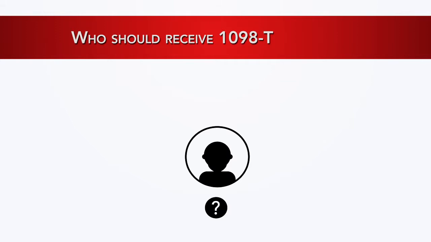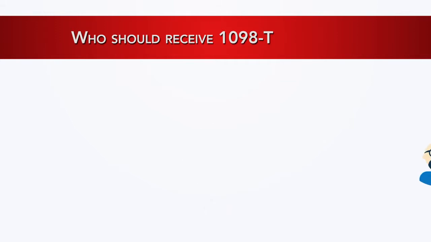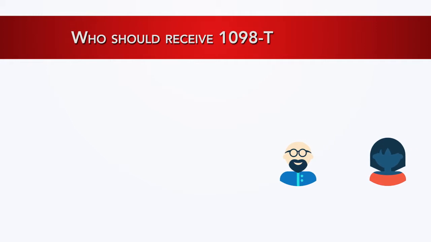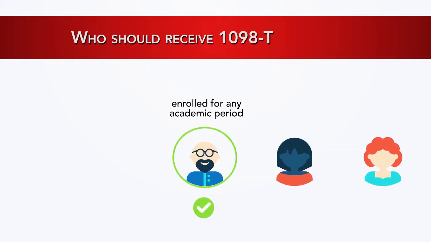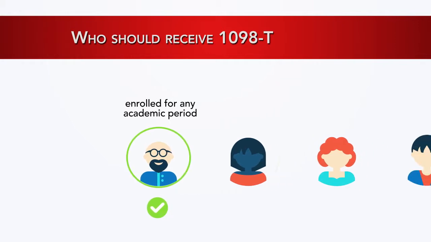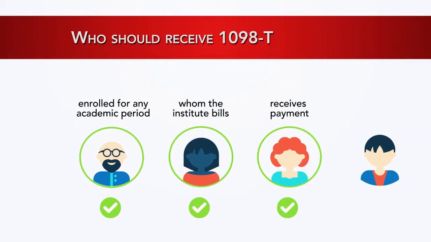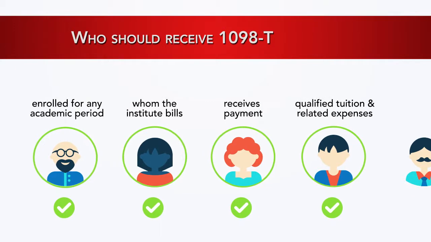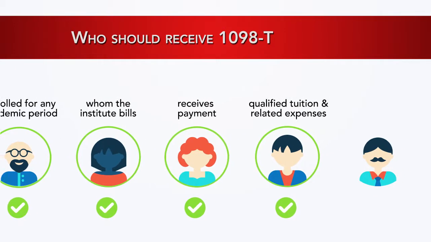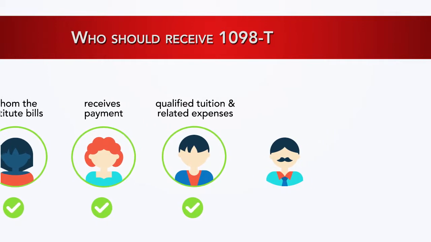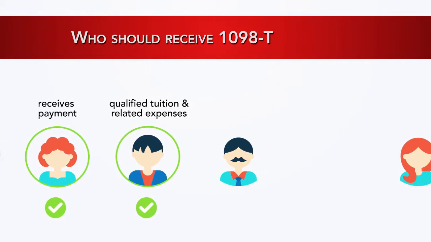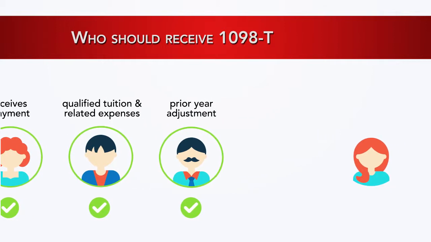Now that you know what information is needed on Form 1098-T, let's talk about who should receive a Form 1098-T. In general, colleges and universities must file Form 1098-T for any individual enrolled for any academic period and for whom the institution bills or receives payment of qualified tuition and related expenses during the calendar year. Institutions also must file Forms 1098-T for students who are not currently enrolled, but for whom there was a prior year adjustment made in the current year.